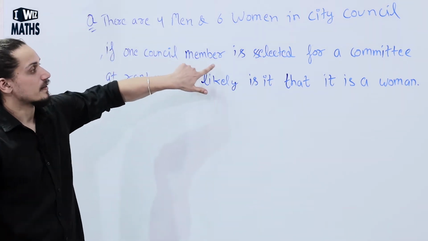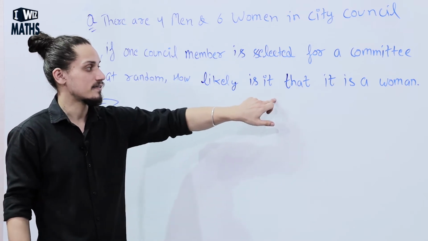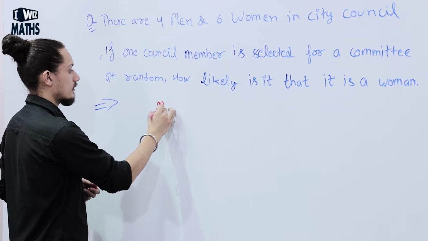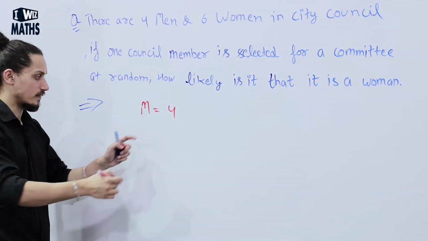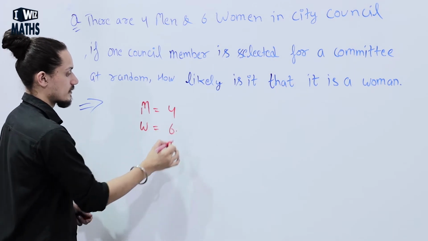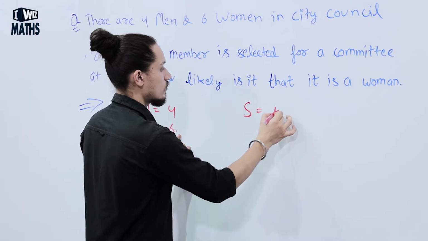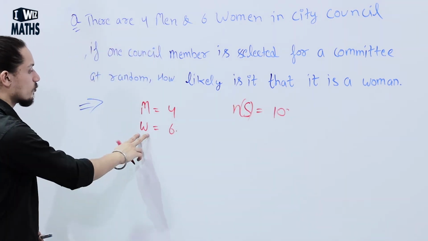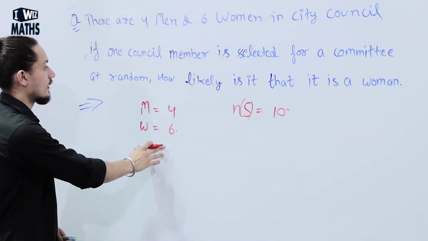If one council member is to be selected for a committee at random, how likely is it that it is a woman? So firstly हमारे पास कितने हैं? 4 men. Men is equal to 4. Let M denote men and W denote women. So W is equal to 6. Total number of members कितने हो गए? 10. तो number of elements in sample space is equal to 10. अब हमारे पास W is the event that it is a woman. So हमें निकालना है इसकी probability.